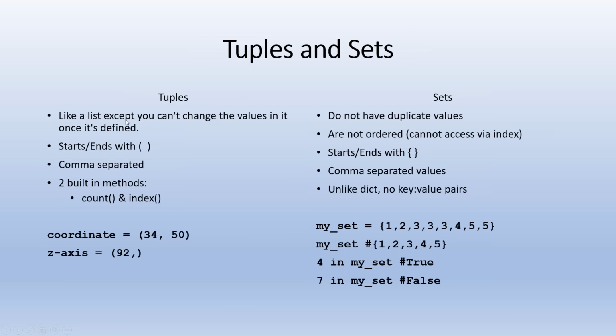Because they are immutable, once you've created a tuple, you can't do anything to it. There's only two built-in methods that allow you to view it, count and index. Count returns the number of times a specified value occurs in the tuple, and index searches the tuple for a specified value and returns the position where it was found. So you can do some minimal things to tuples.